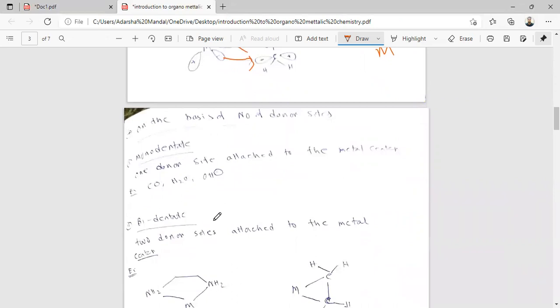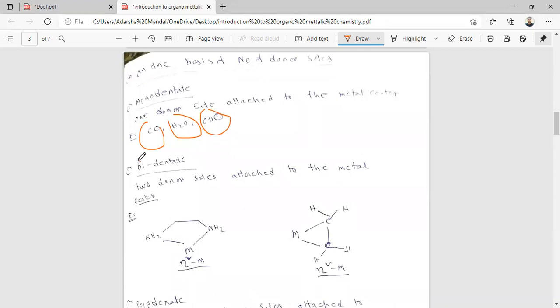So next I will classify the ligands on the basis of the number of donor sites. The first one is the monodentate ligand. Mono means it has only one donor site which is attached to the metal center. That means the ligand donates via only one coordination site, and that is called a monodentate ligand. Examples of monodentate ligands are the CO molecule, the water molecule, or OH minus. These are all monodentate ligands. They have only one donor site which is directly attached to the metal center.